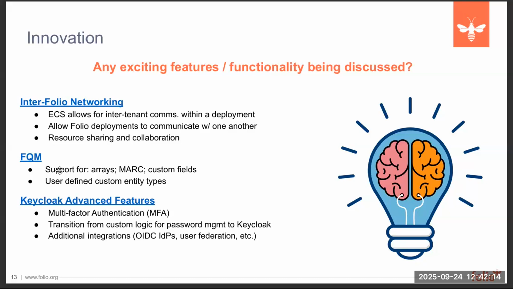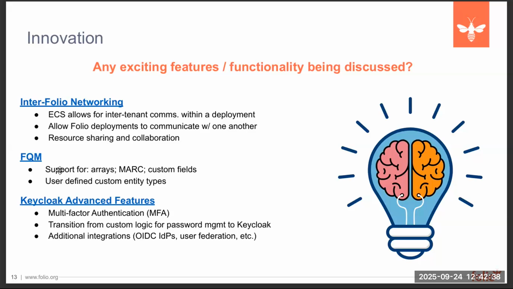We have Keycloak advanced features. As you know, with Eureka, we introduced Keycloak, and Keycloak comes with a lot of things that we could not do otherwise. We'd like to leverage those and expand the range of what we can do for authentication and authorization. For example, we can use the ability to do multi-factor authentication, which Folio doesn't do now.